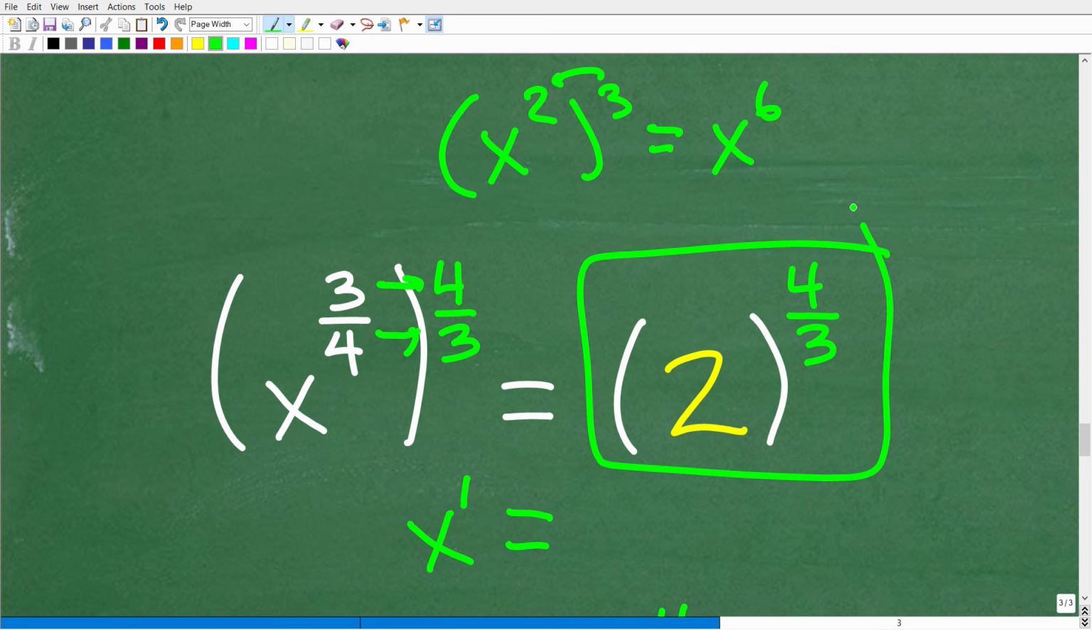Now, at this point, there's really nothing that we could do. We could express this as a radical, right? The cube root of 2 to the fourth, but that's not really going to serve us well. So we could just leave our answer just like this. And if we wanted a decimal value, we could plug this into our calculator using the caret or y to the x key, and then parentheses 4 divided by 3 in parentheses, and we get a decimal value. But for the purposes of this problem, because we are not using a calculator, this would be a good solution.